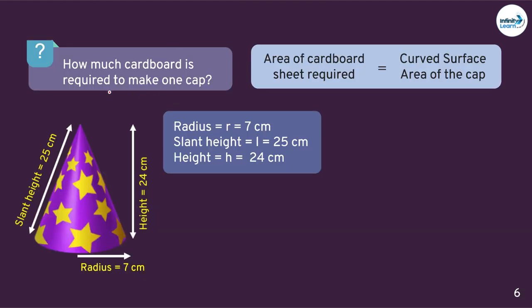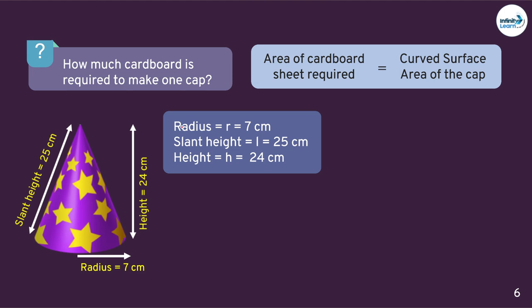Now let us see one question. How much cardboard is required to make one cap? Area of cardboard sheet required is equal to curved surface area of the cap. कार्डबोर्ड के लिए क्या चाहिए? We need only the curved surface area. Base नहीं चाहिए. So we're not going to take the total surface area. We're going to take only the curved surface area.